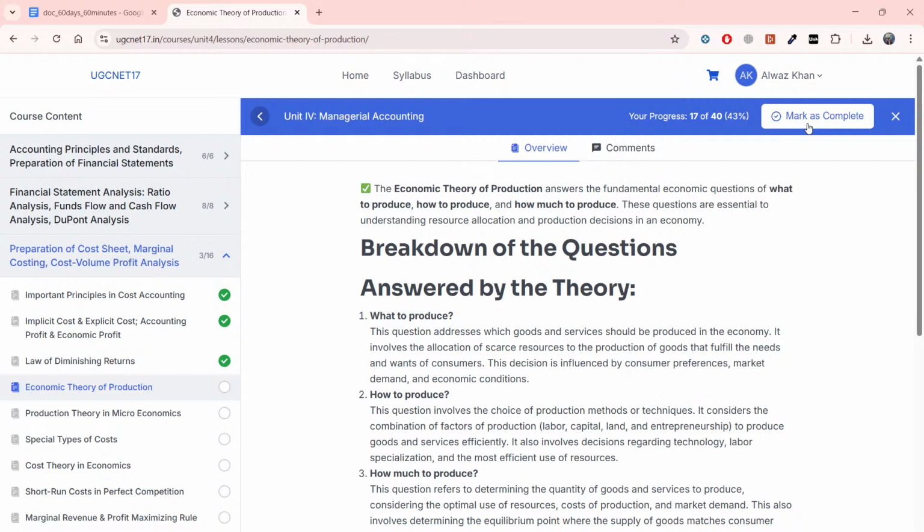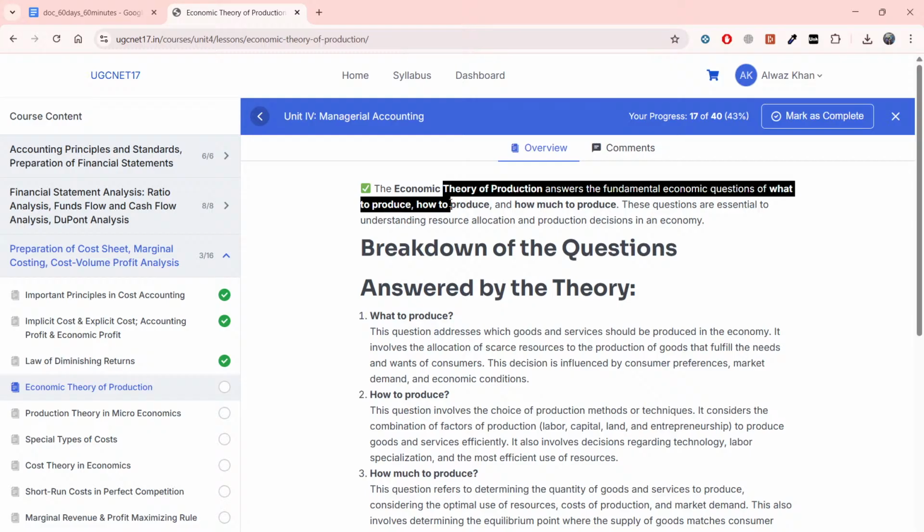And next is economic theory of production. The economic theory of production answers the fundamental economic questions of what to produce and how much to produce. Think about it. आपको अगर एक बिजनेस शुरू करना है, so what will you do? First you will think मैं क्या बनाऊंगा, फिर कैसे बनाऊंगा. एक बार कैसे हो गया, then you will think कितना बनाऊंगा. Then these questions are essential to understanding resource allocation and production.